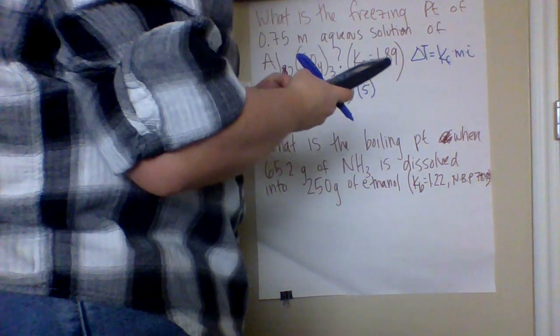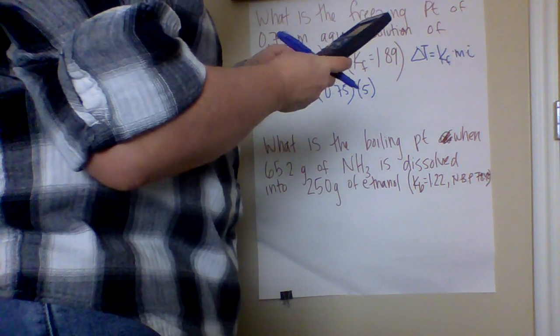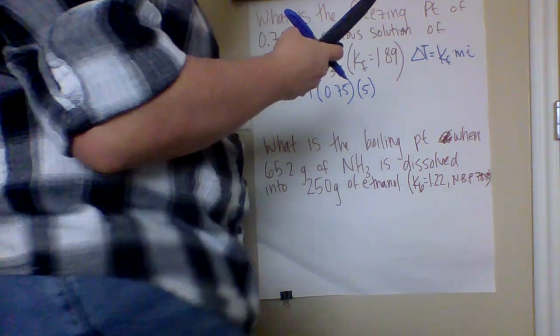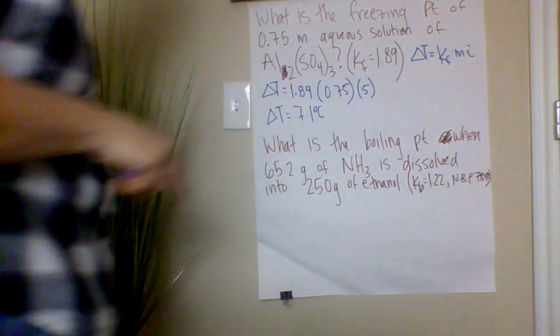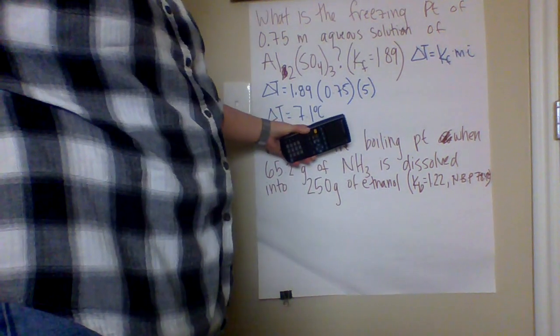So I'm going to multiply this all together, again, in my handy dandy calculator. 1.89 times 0.75 times 5 equals 7.1. So I get a delta T equals 7.1 degrees Celsius. Now, remember, this is not the new freezing point. That's how much the freezing point changes by.